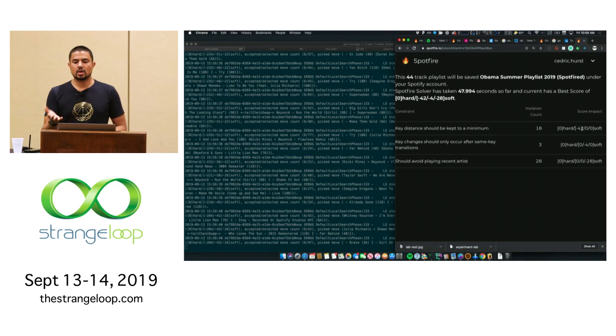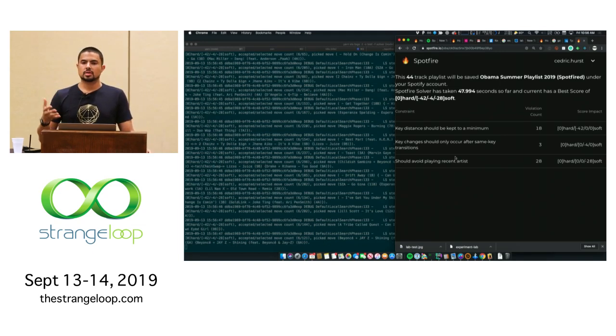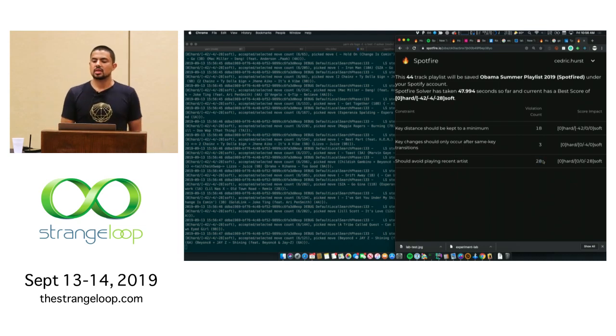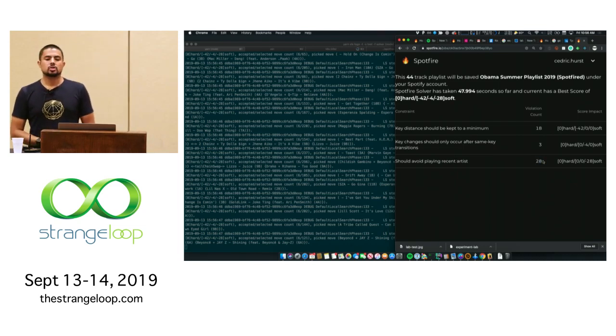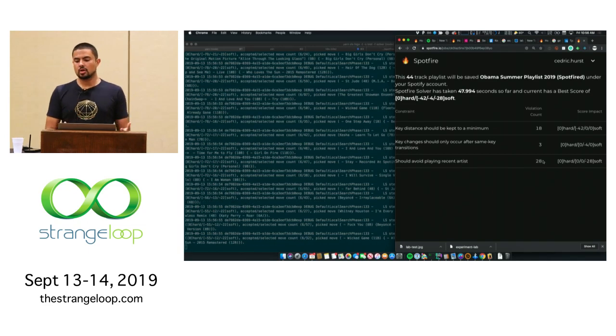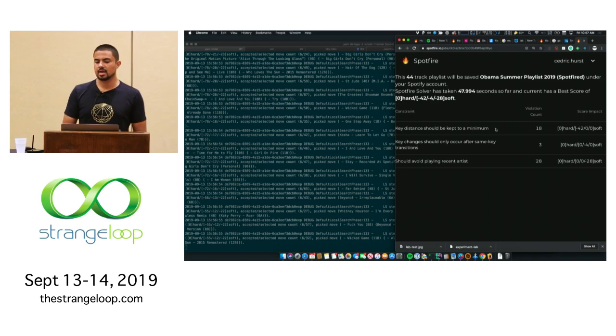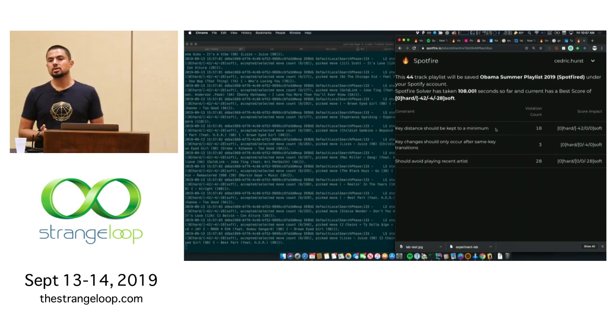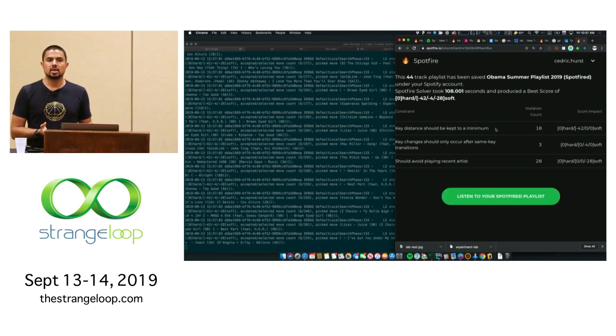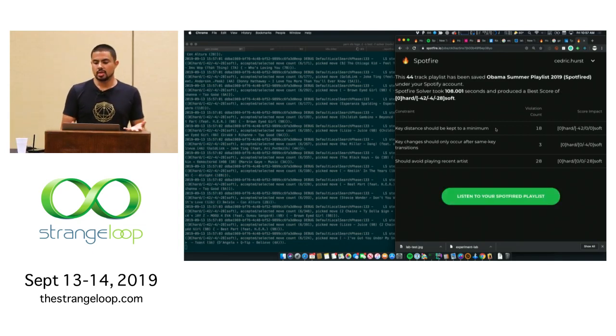Then we have another rule saying that we should avoid playing an artist that was recently played, and there are 28 violations of that as well. But I've set that as a lower priority, so that will not result in as drastic of an issue. We want to make sure that the keys are compatible first. What's nice about this system is you can continue adding rules, and the performance remains mostly the same.